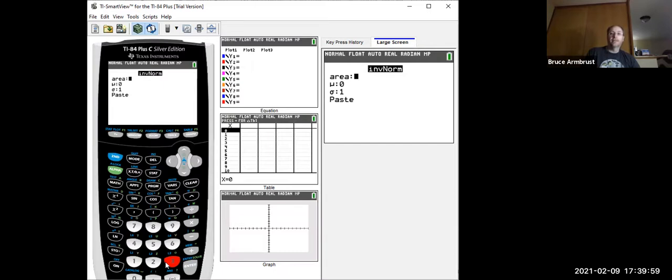Inverse norm, we give it the percentage below that number. So if we're looking for the top 15, they're above 85, the lower 85. So we're going to put in here 0.85 for our area. Okay, so again, if you're looking for the top, you have to remove that from 1. All right, well, there's our area.